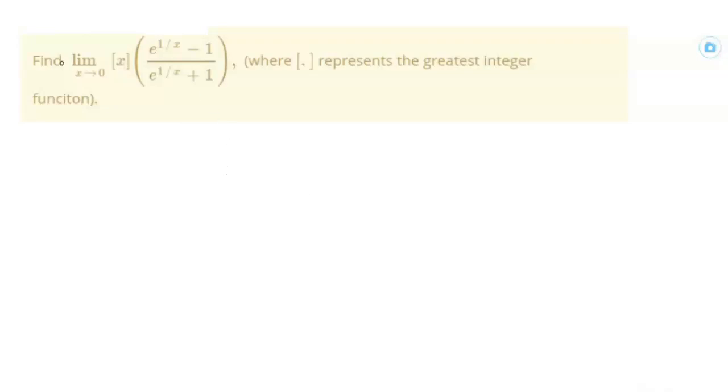Hello students. The question is: find the limit as x tends to 0 of the greatest integer of (e^(1/x) - 1)/(e^(1/x) + 1), where the square bracket represents the greatest integer function. So let's solve this problem. Here, first of all, I am going to find the limit as x tends to 0 plus.